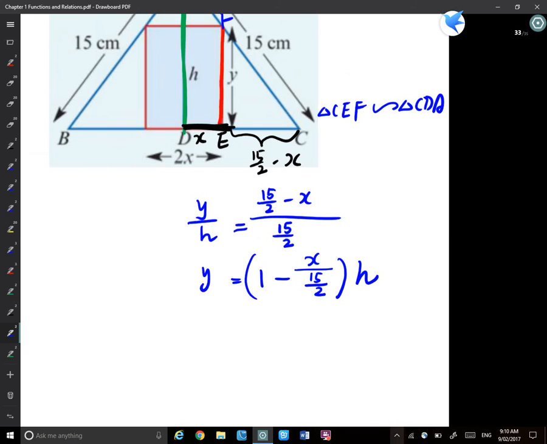Okay, we have y in terms of x now, but it's also in terms of h. What is h? H is the height of this triangle. We have an equilateral triangle and we know the side length. Can we find the height of this equilateral triangle? Yeah, we can find that. How can we find the height of an equilateral triangle?